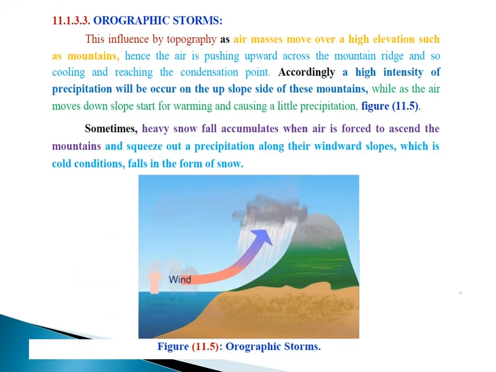Number 3. Orographic storms. This is influenced by topography as air masses move over a high elevation such as mountains. Hence, the air is pushed upward across the mountain ridge and so cools and reaches the condensation point, as shown in the enclosed figure.